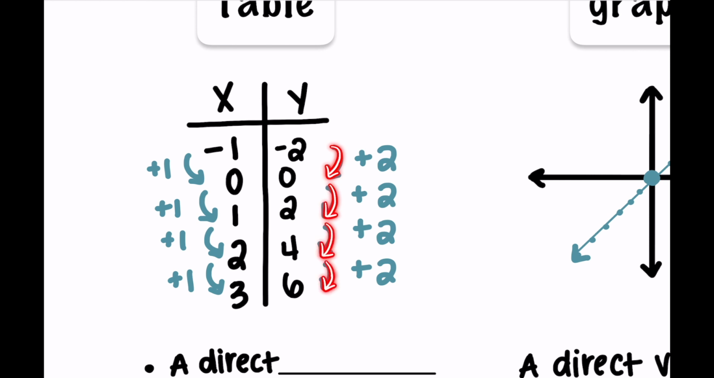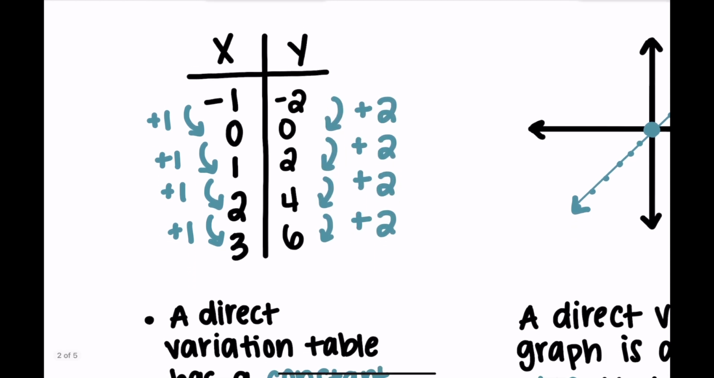We can see here that from -2 to 0 is adding 2. From 0 to 2 is adding 2, and so on. 2 to 4 is plus 2, and 4 to 6 is plus 2. So in this case, our table is a direct variation because our y's are changing by 2 and x is changing by 1. So we're just increasing by 1.